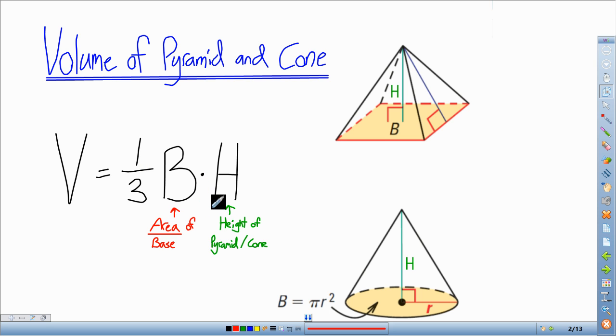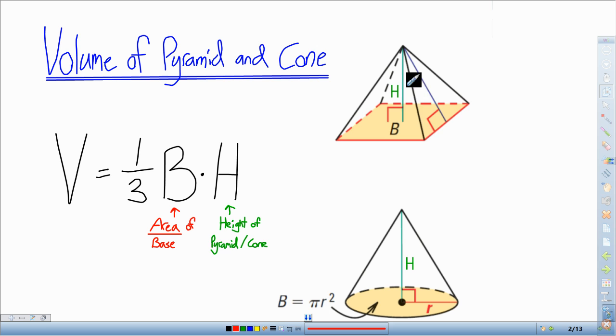All right, the height of the pyramid and the cone is pretty simple. It's always at a 90-degree angle to the base. Normally they'll show it going inside of the shape, though it's possible for the height to be shown outside the shape.